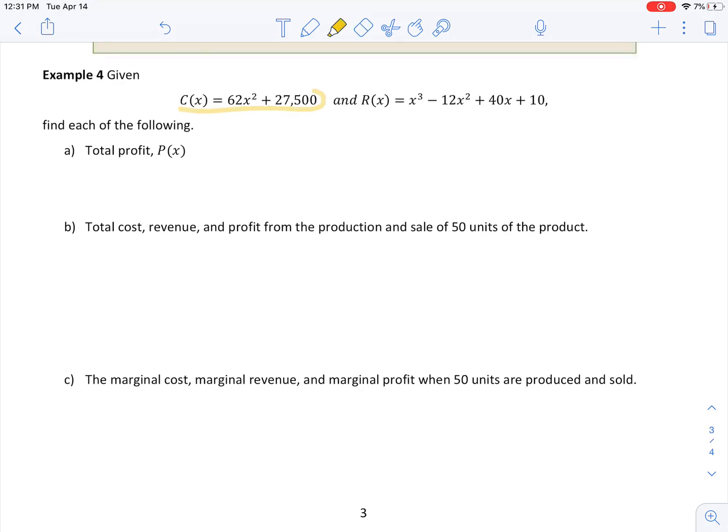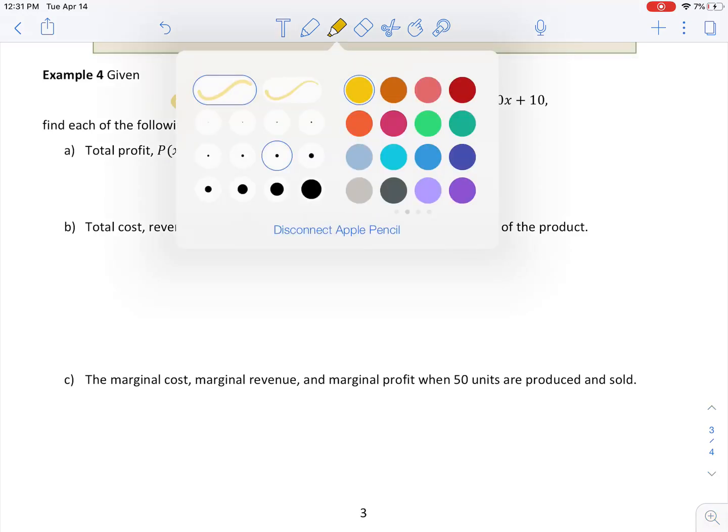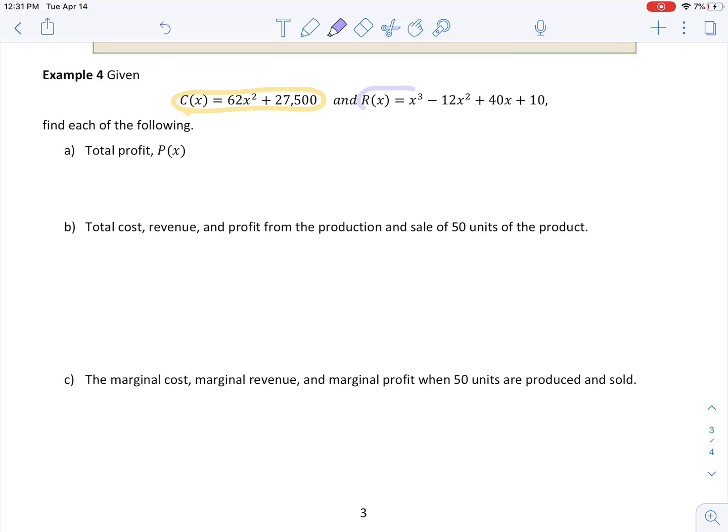So given that we have a cost function, c of x is 62x squared plus 27,500. Imagine if x is 0, the cost will be 27,500. The revenue function is this. So we have the cost function and the revenue function. One thing that we're missing is the profit function. And of course, they're asking you to find the profit function first.